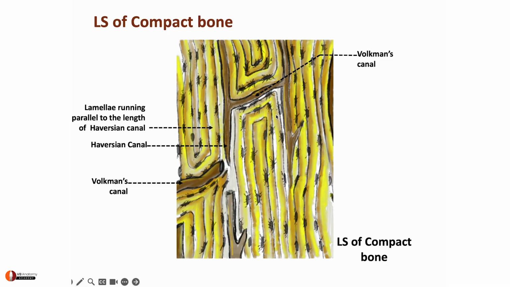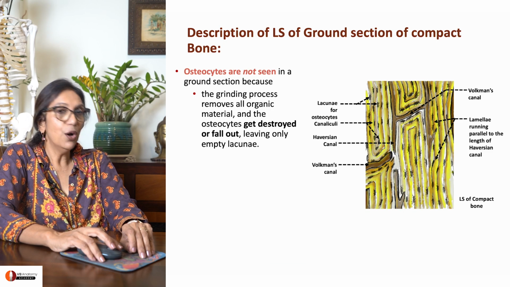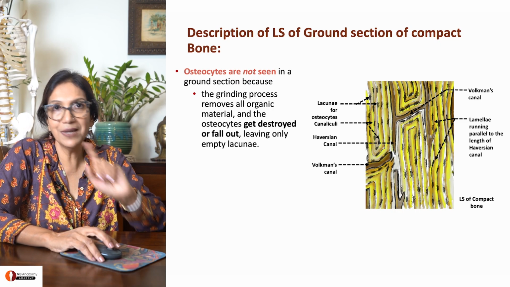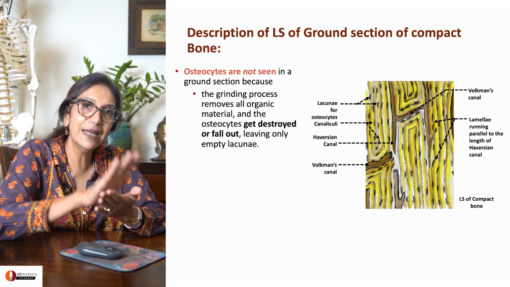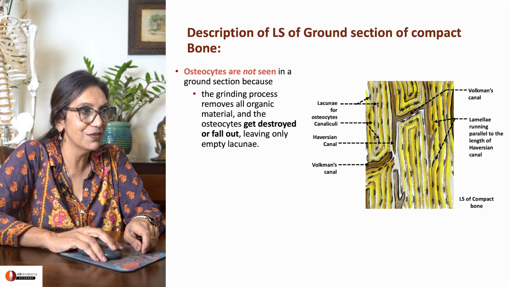So now here you can see how this is Folkman, but this is Haversian canal. In between the lamellae around it, of course, you find lacunae containing osteocytes and connecting to each other through canaliculi. That's the LS of a compact bone. Okay. Osteocytes, remember, are not really seen because in the grinding process, they've fallen off.